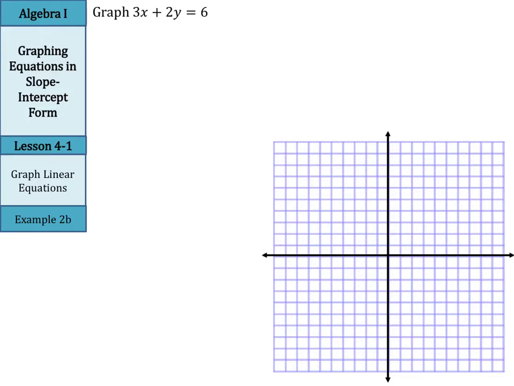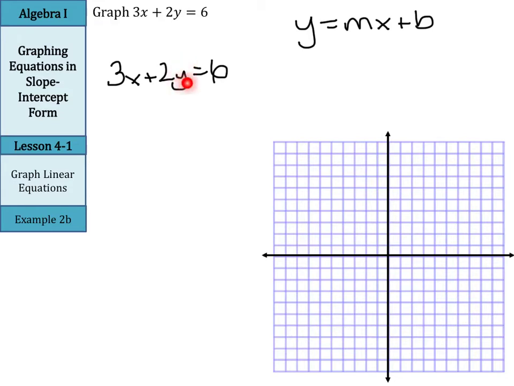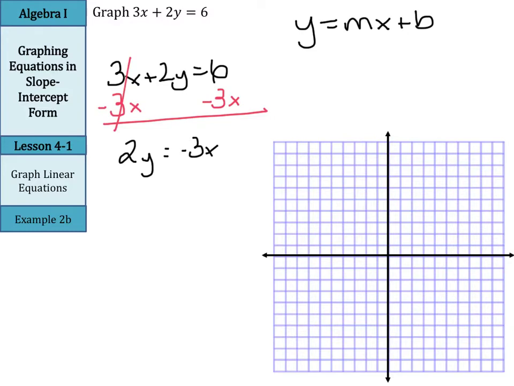Again, our goal is to get this into y equals mx plus b form. So I'll rewrite this once again: 3x plus 2y equals 6. And we want to get y alone. So we need to first subtract the 3x from both sides. That cancels, and we're left with 2y equals negative 3x plus 6.